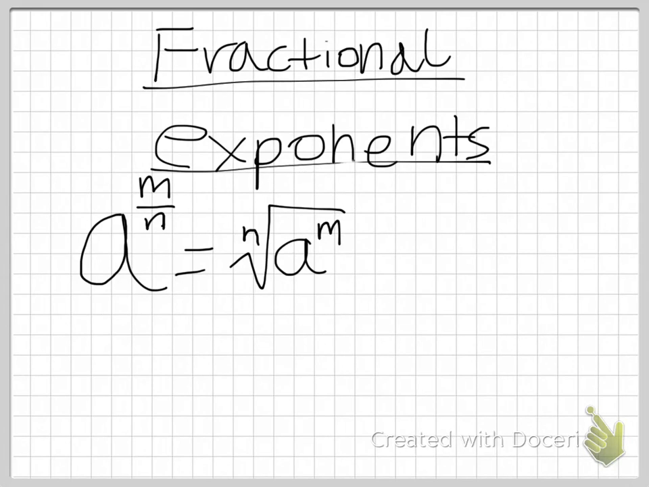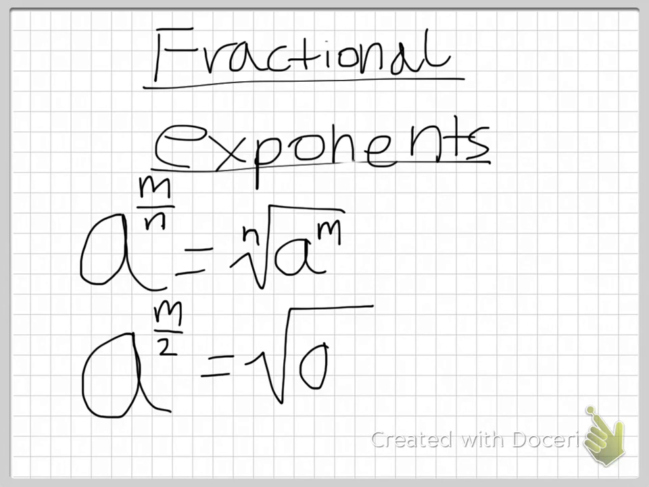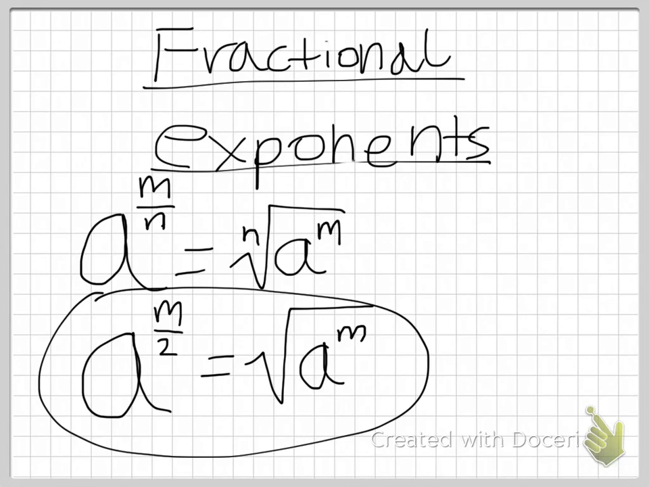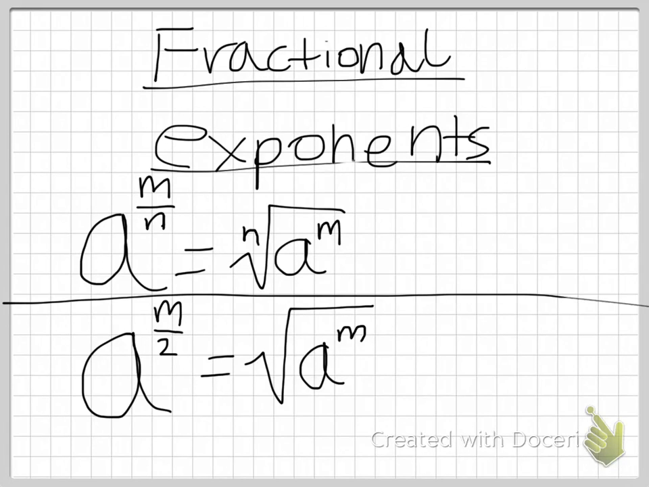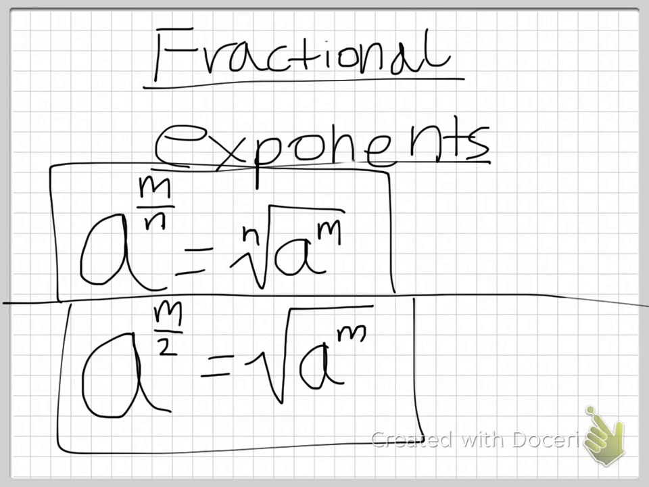But you can also write another rule just to help you. So if you have a to the m over 2, that equals the square root of a to the m. So that's another rule. So these are 2 important rules for fractional exponents. If you have anything a to the m with the denominator 2, then that's the square root of a to the m. So these are our two rules for fractional exponents.